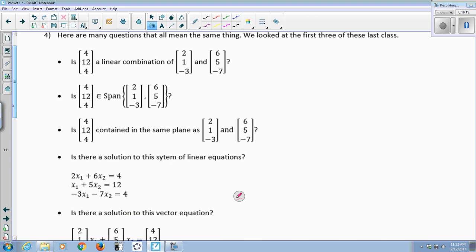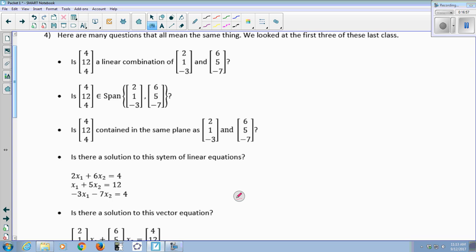Okay, here are many questions that all mean the same thing. We looked at the first 3 of these last class. Is 4, 12, 4 a linear combination of 2 given vectors, right? I'm asking, are there weights, some unknown, you could call it x1 or x2 or a and b, that you can put on these 2 vectors so that when you add them together, you get 4, 12, 4? That's the exact same question as, is that vector contained in the span of those 2 given vectors? Because the definition of span was the set of all linear combinations.